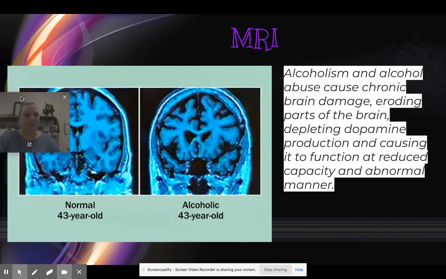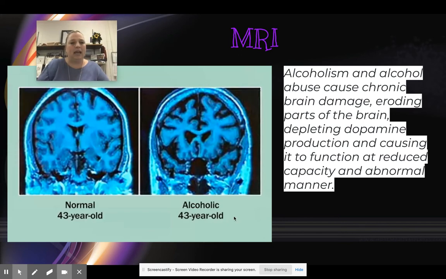Here, kind of sad, you'll see this is an MRI of a normal 43-year-old and a 43-year-old who is an alcoholic. And you'll see a huge difference in their brain. Here's what's happening. It causes chronic brain damage, and it erodes parts of the brain. It also depletes dopamine. We talked about that the other day with our neurotransmitters. And so we don't get enough dopamine production, and it causes it to function at reduced capacity in an abnormal manner, as you can see there. So it's basically you're killing off parts of your brain.